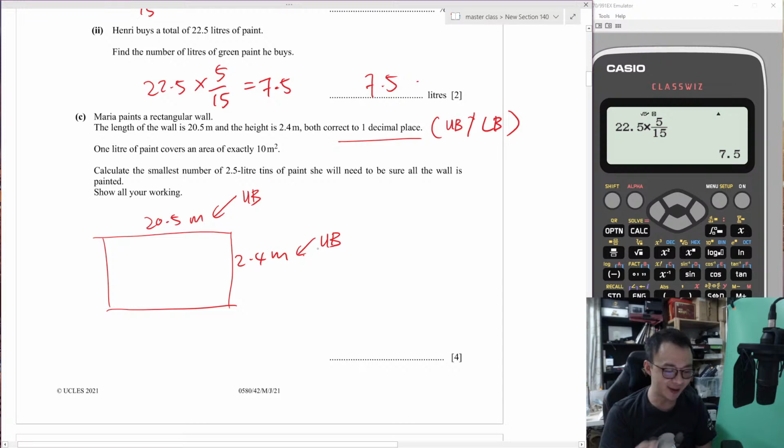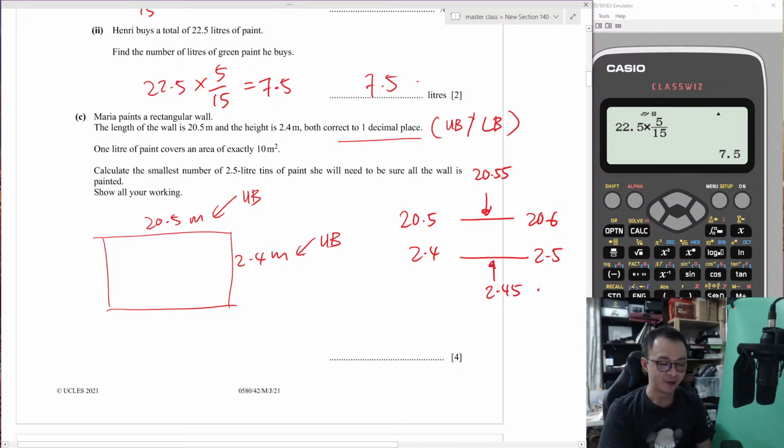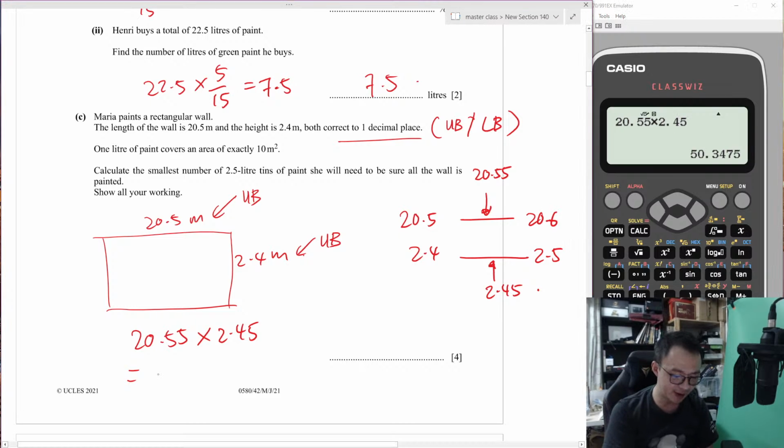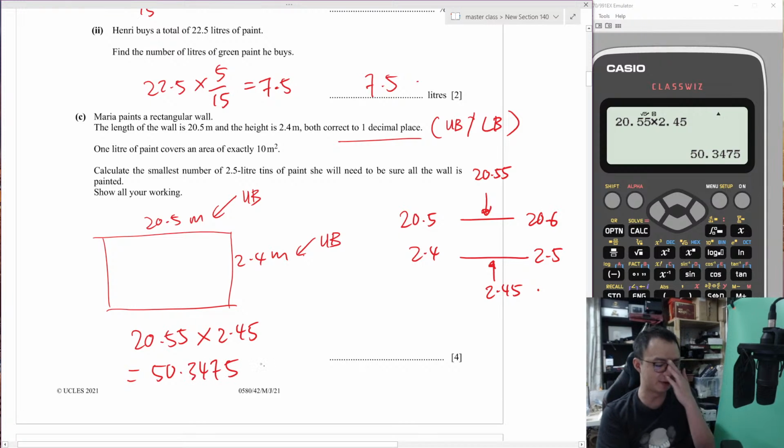Okay, so the upper bound for this one, because it is 1 decimal, you just imagine 20.5, the next number is 20.6. The upper bound is the number in between them, so it's 20.55. Like 2.4, the next 1 decimal will be 2.5. The upper bound will be the number in between, 2.45. Therefore, to find the total area of the wall, I just multiply them. 20.55 multiplied by 2.45 is about 50.3475. With boundaries, I normally write all the decimals.